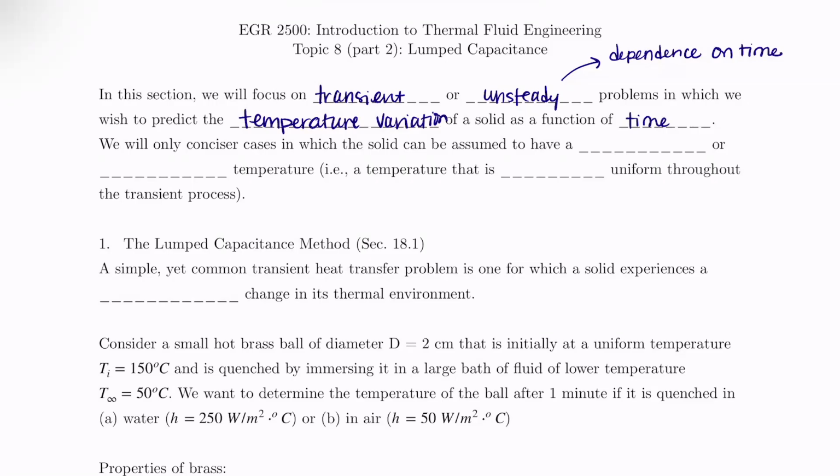All right, and so we are only going to consider cases in this particular unit in which the solid can be assumed to have a uniform or a lumped temperature. So in other words, the temperature is spatially uniform throughout the entire transient process. At any point in time during this heat transfer process, we're going to assume that the entirety of the body that we're studying has the same temperature everywhere spatially throughout.